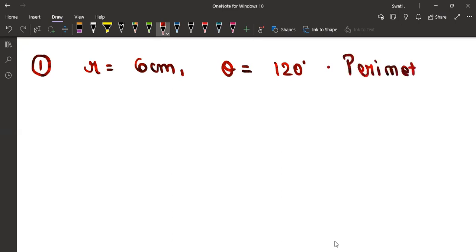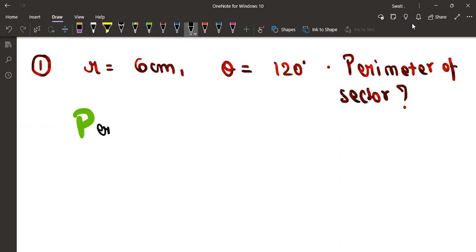Okay. What do we have to find here? We have to find out here the perimeter of sector. To find out the perimeter of the sector, first we should know what is the length or the perimeter of the arc, right? So first we will find out the perimeter of the arc. So perimeter of an arc, of course, we know the formula. So first we'll find the perimeter of the arc and then only we can find out the perimeter of the sector. So perimeter of arc will be by using the formula theta pi r over 180.